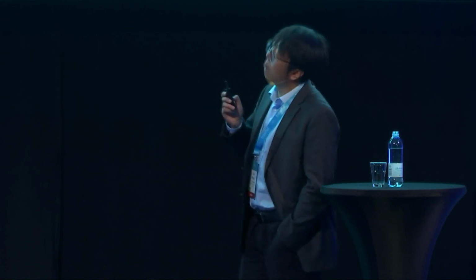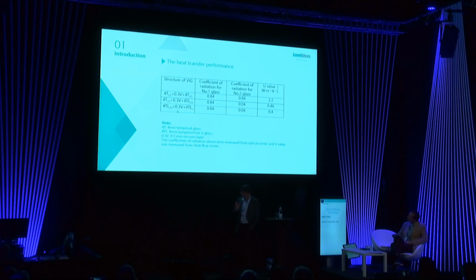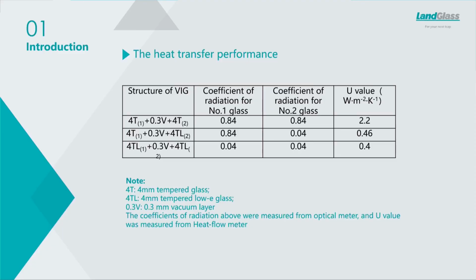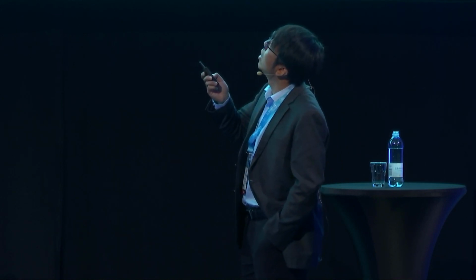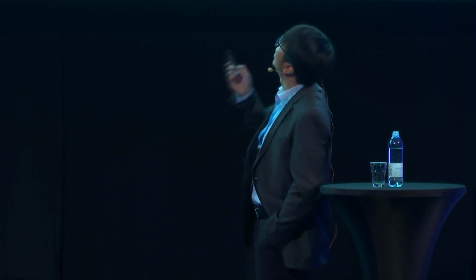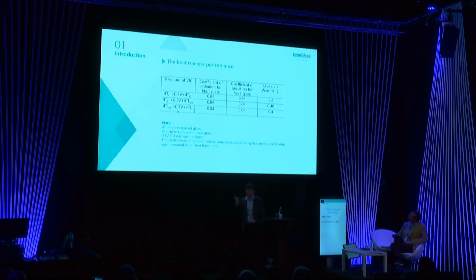Here we made a comparison between 3 kinds of VIG. It's very interesting, because if you just change 1 glass piece from clear glass to low E glass, the U value changes drastically. It's from 2.2 to 0.46. But if you change the other piece from clear glass to low E glass, it doesn't give you much extra lowering of the U value. So basically, for the VIG, we just need 1 piece of low E glass.